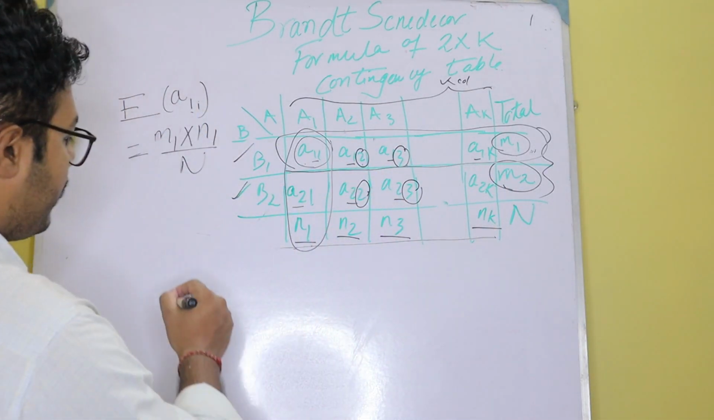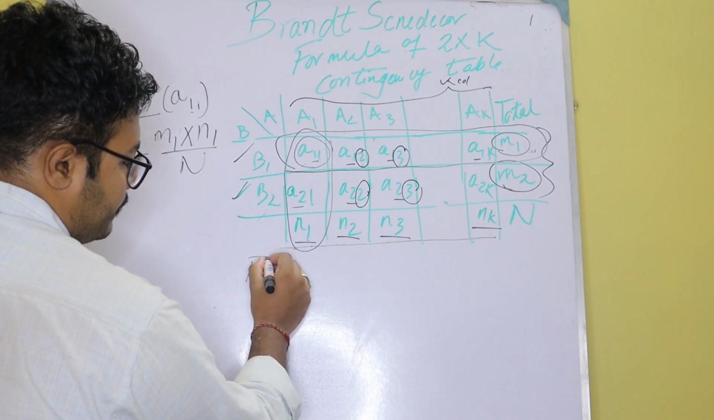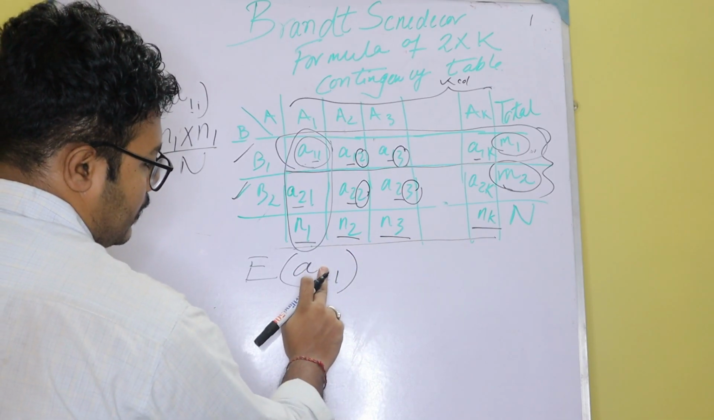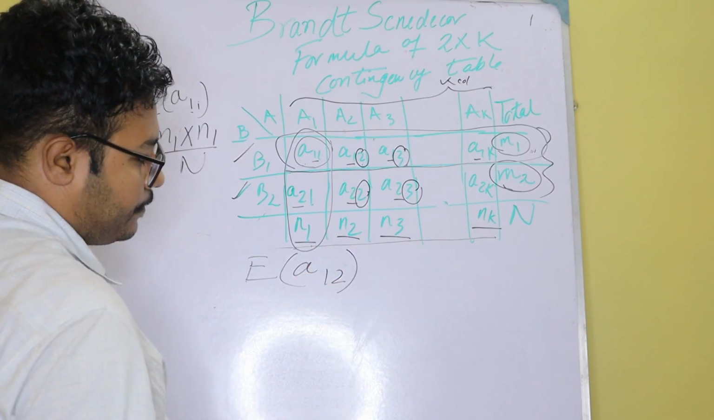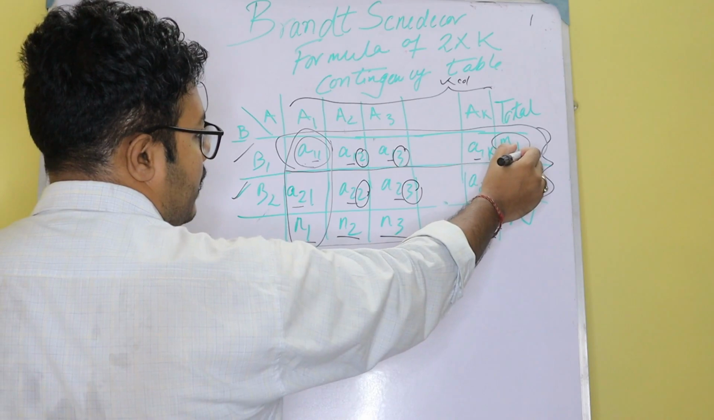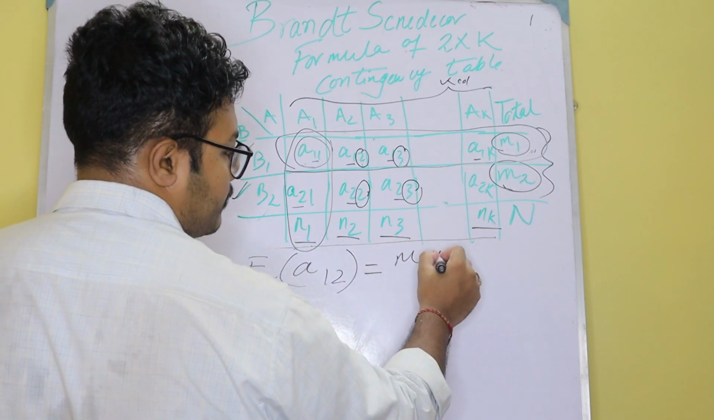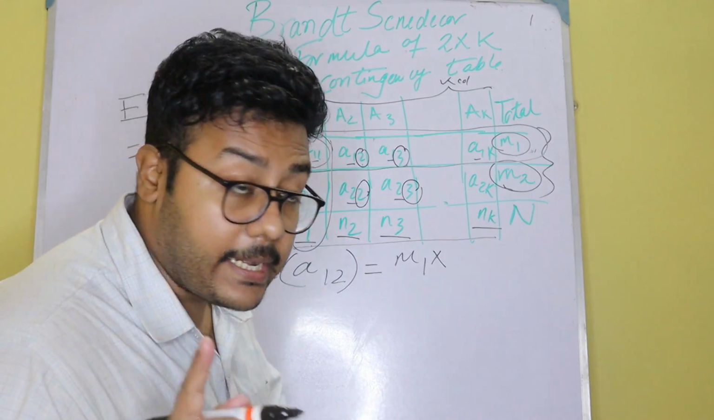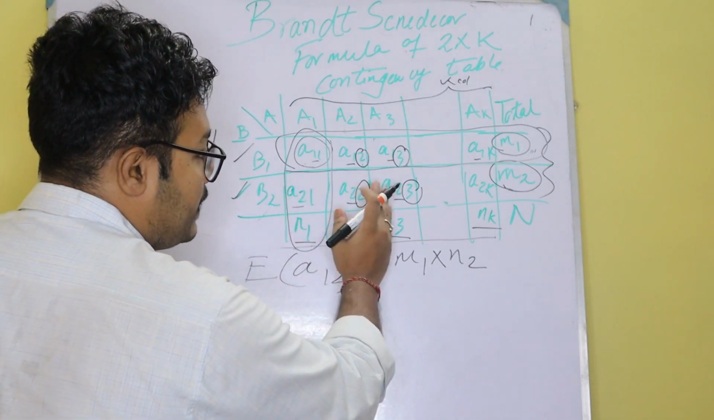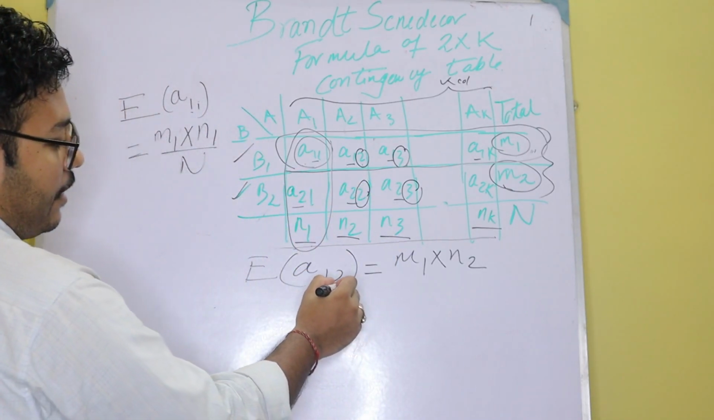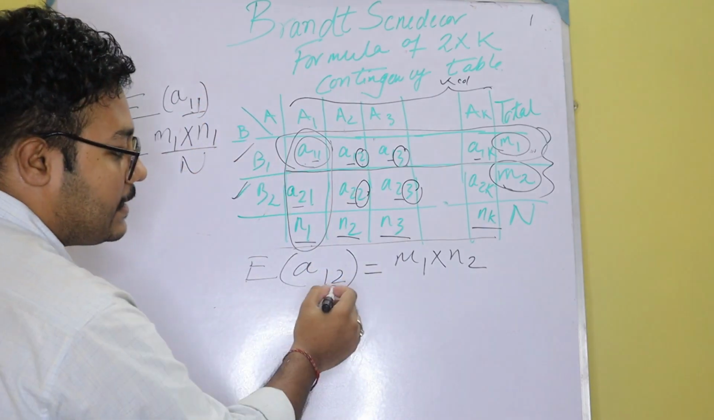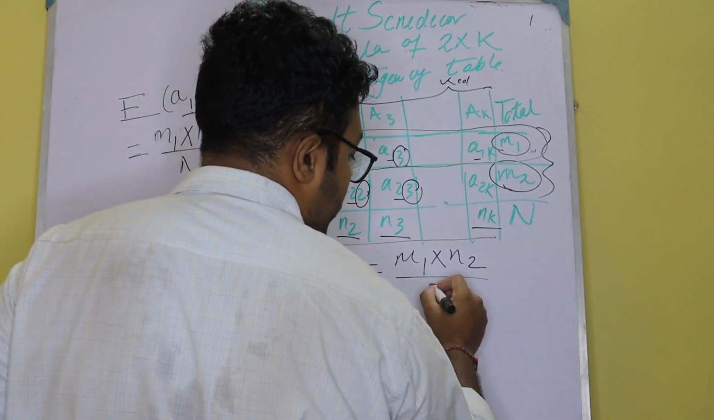Now, if we are asked to find A of 1 2, what shall we do? In that case, the sum of the row will be the same, M1, because it is in the same row, but the sum of the column will change. It will become N2. Why? Because the column is changing. See here, this is A of 1 2. This was A of 1 1. So the sum of the column is changing.